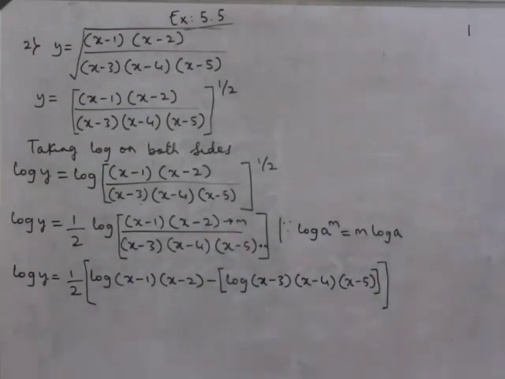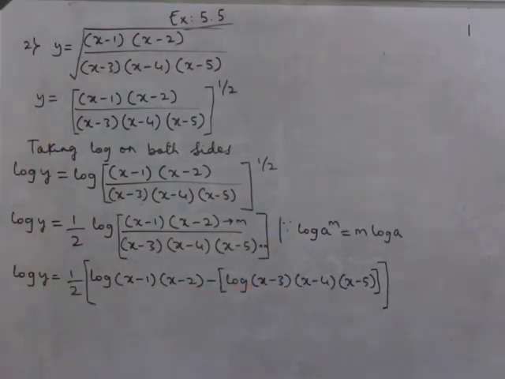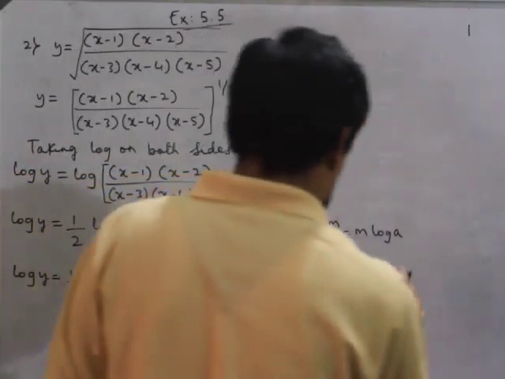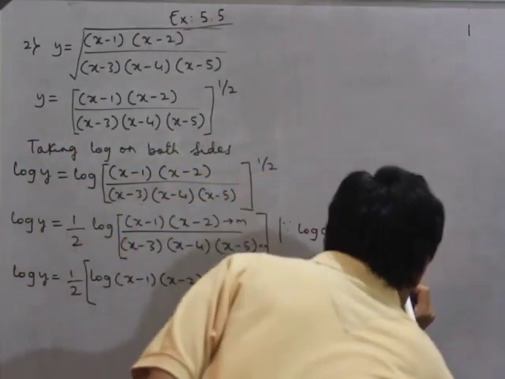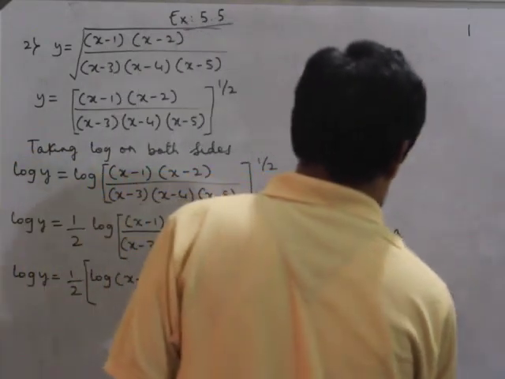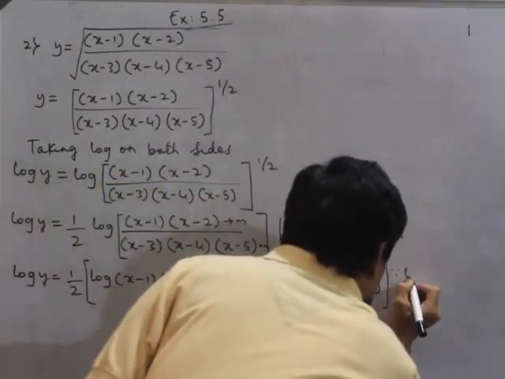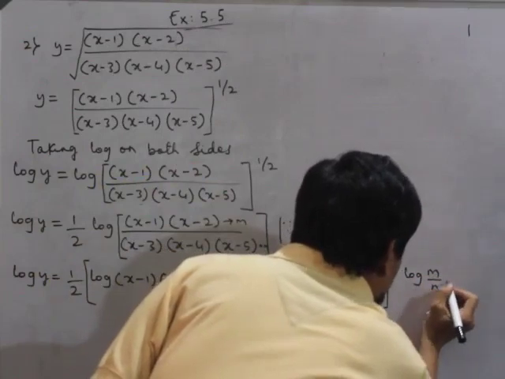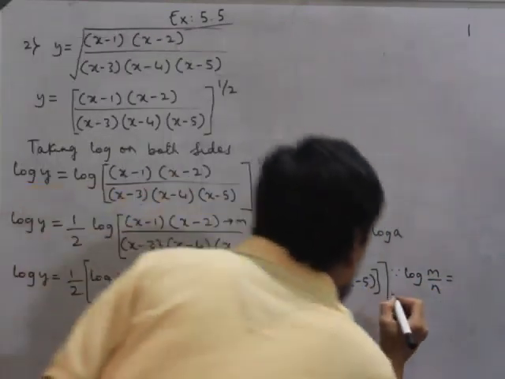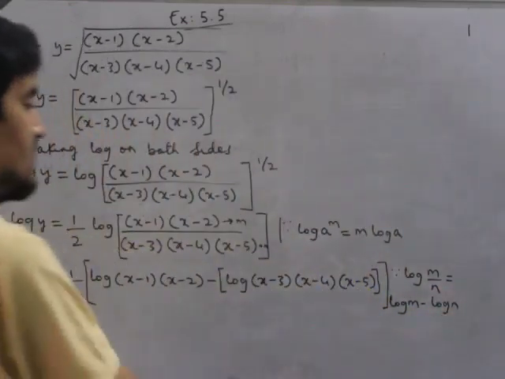So still we have not completely simplified as per logarithmic rules. We have got one more thing to do. Now this is log m/n. Here also you can apply the log m/n form. So let us write here. Again you have to write justification, because log of m by n is equal to log m minus log n. So always write the justifications.